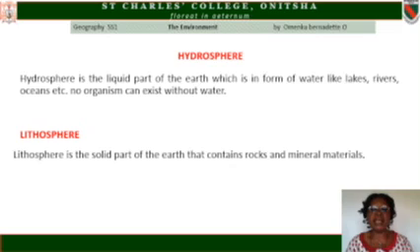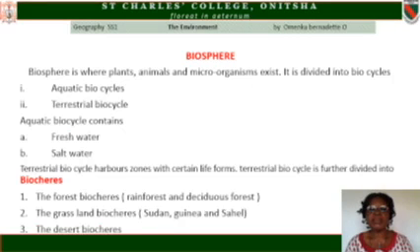Then we go to the third one, which is the lithosphere. Lithosphere is the solid part of the earth that contains rocks and mineral materials. That is the land in which we find ourselves. This lithosphere is only 30% of the whole world. Then we go to the fourth one, the biosphere.